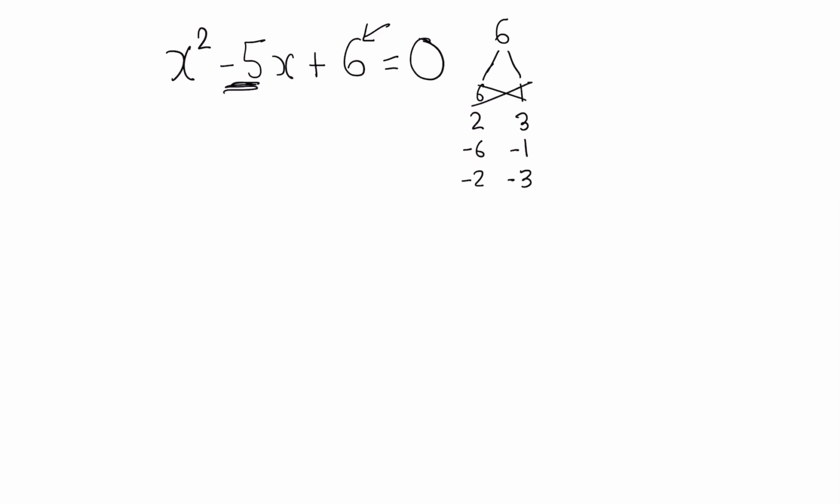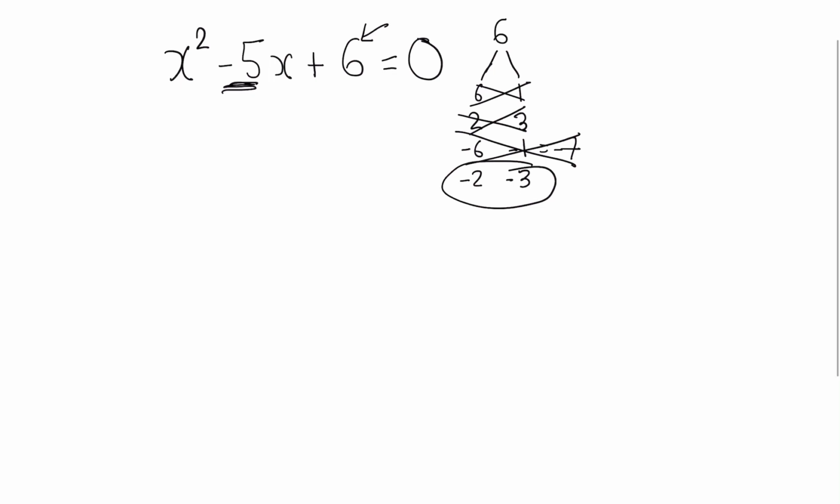So this is obvious. These two cannot be right, as you have minus 5, and if you add those, you're not going to get it. Minus 6 add minus 1 is minus 7. So this is not right. So you must choose minus 2 and minus 3. And that also works, as minus 2 minus 3 is minus 5.